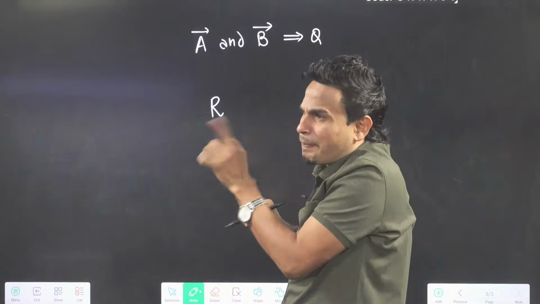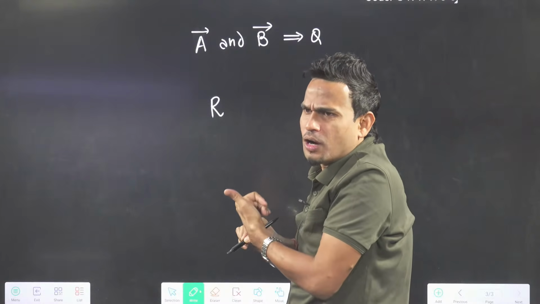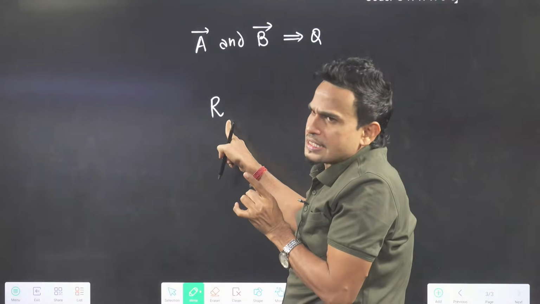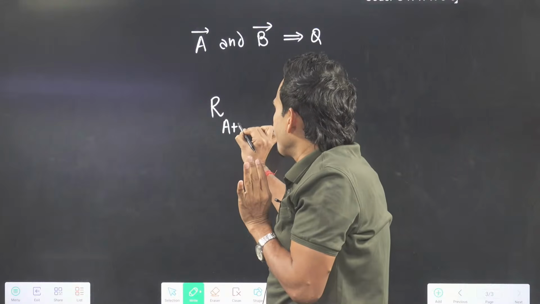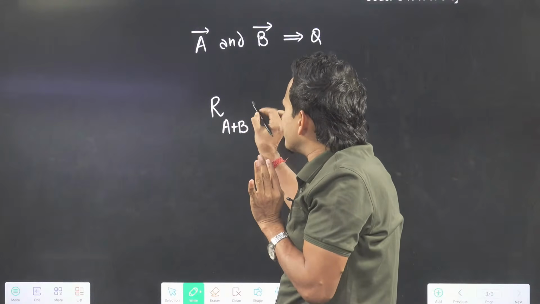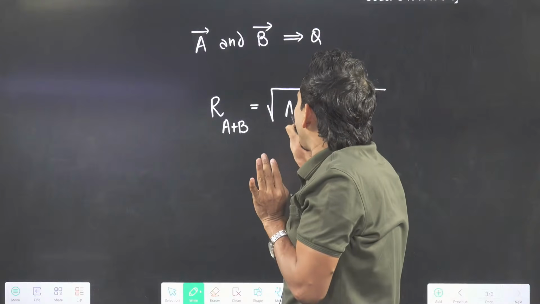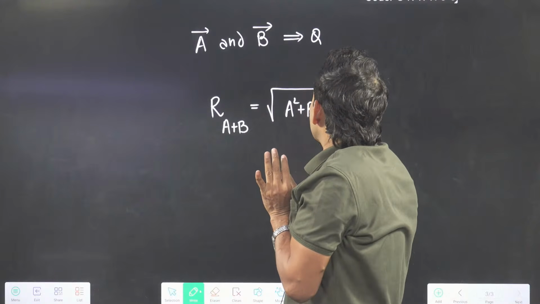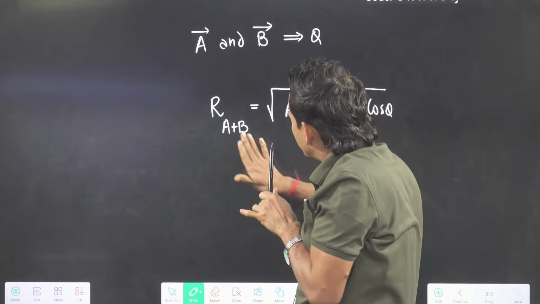Students think R bar will be equal. No. R bar is a vector, so how will its value be scalar? The magnitude of R bar, which we represent as R, the resultant of their addition, the magnitude of the resultant of their addition will come under root of A square plus B square plus 2AB cos theta. This is the main formula which we have to remember.